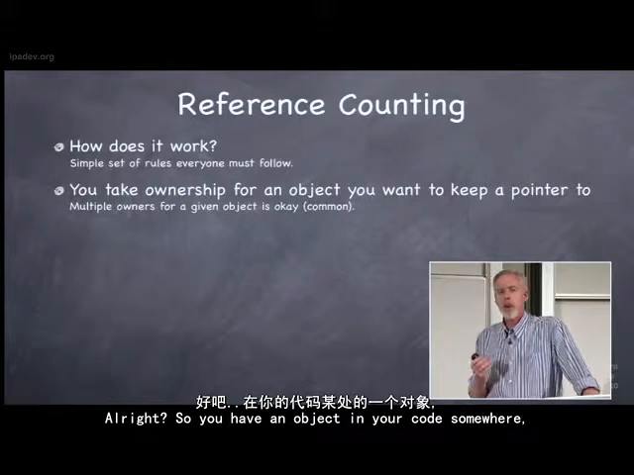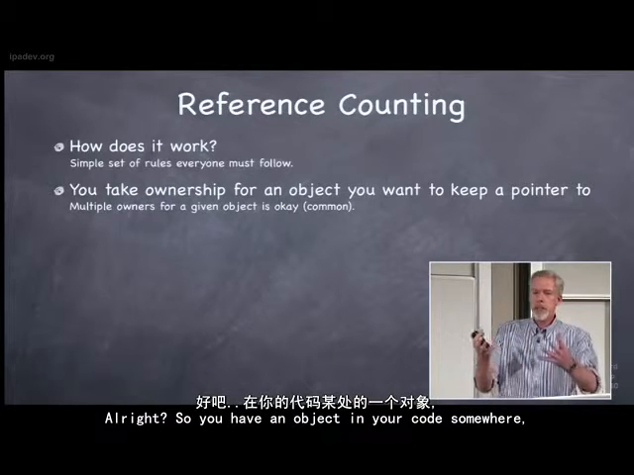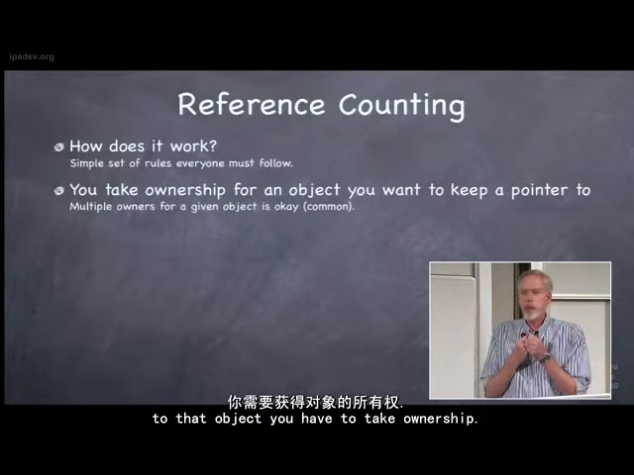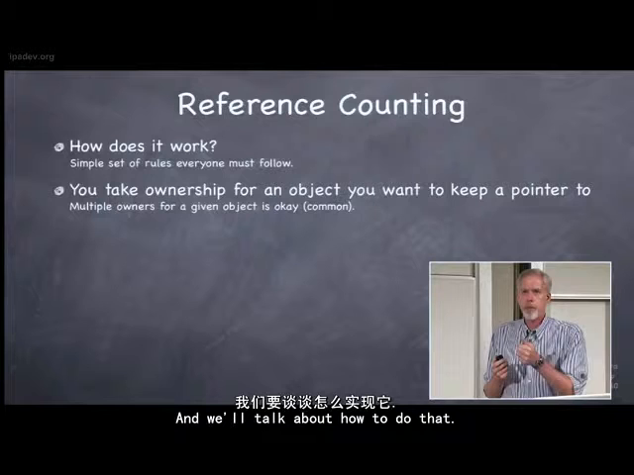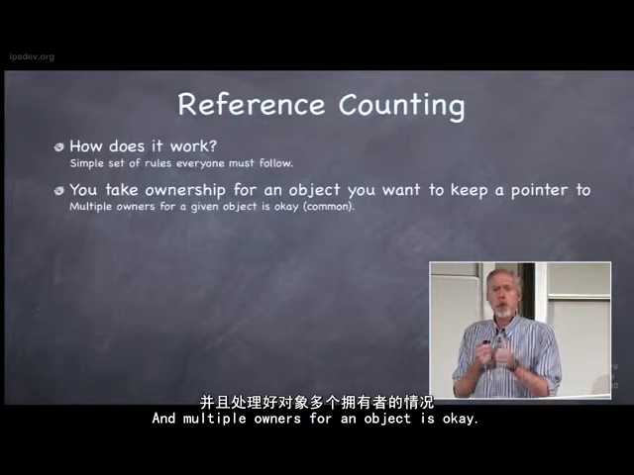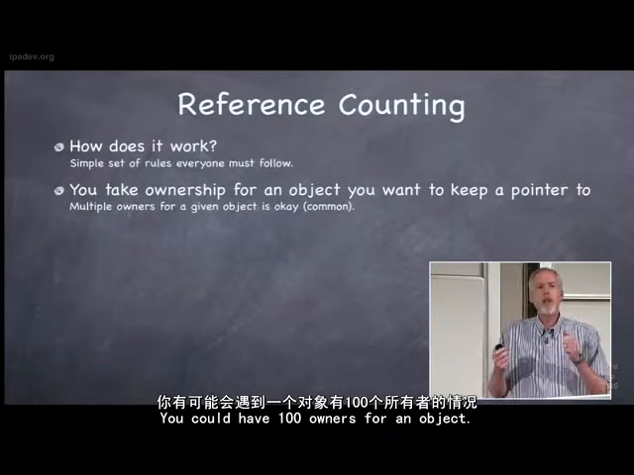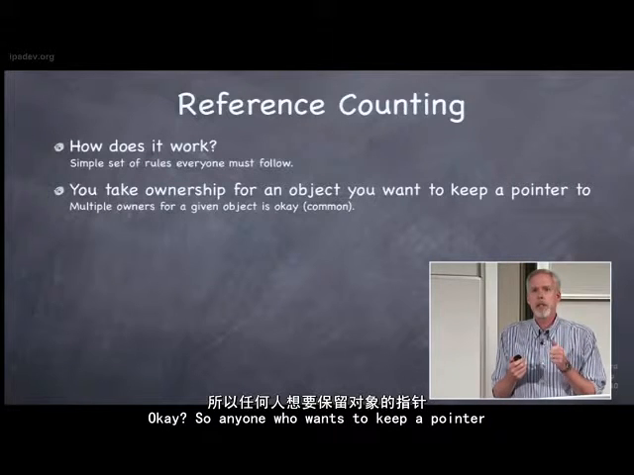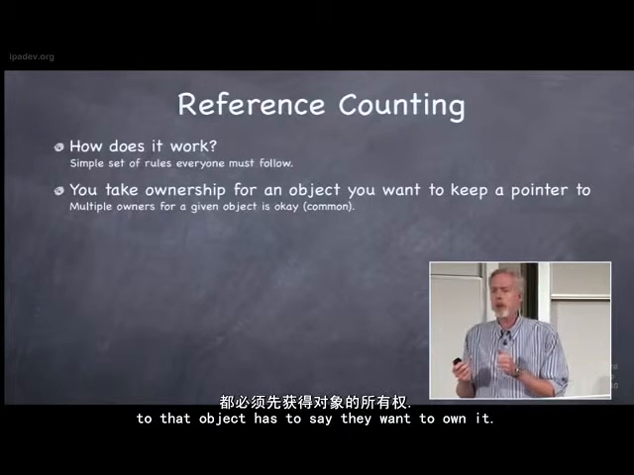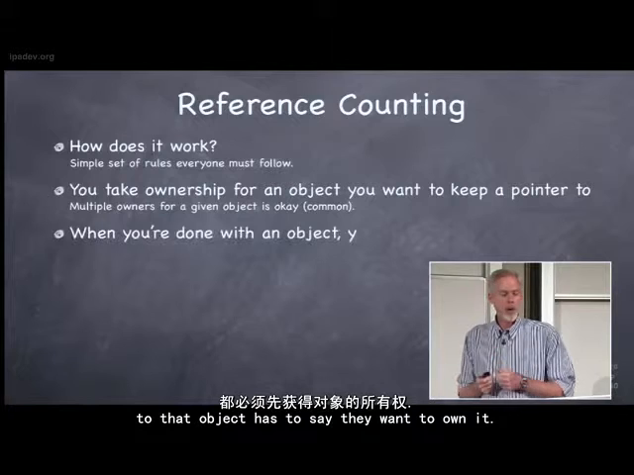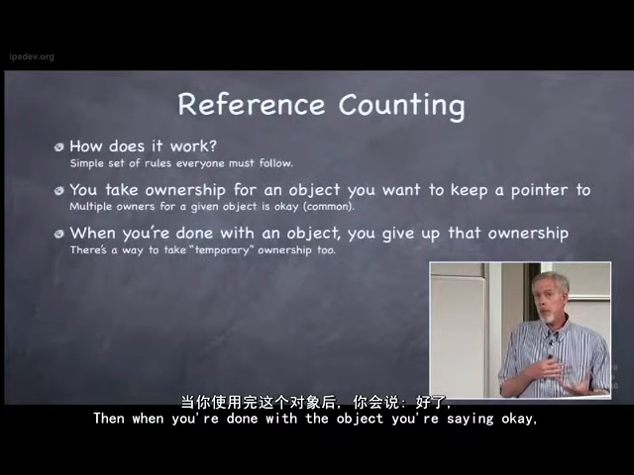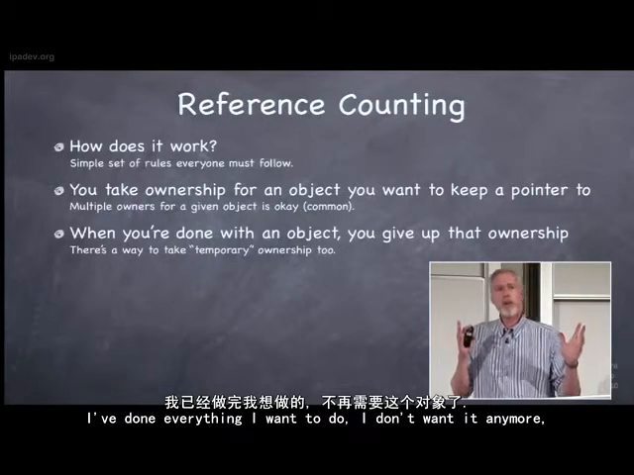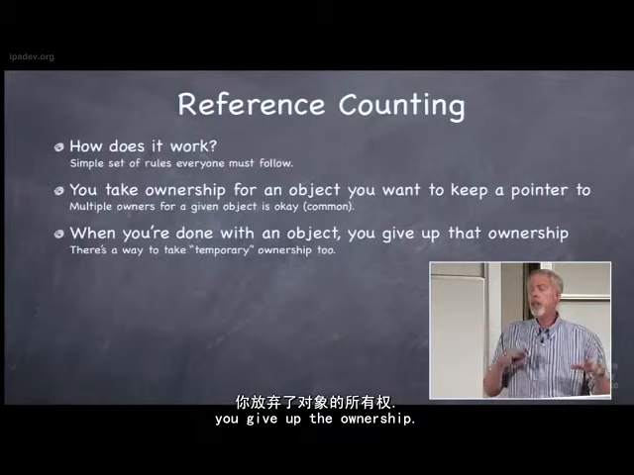So you have an object in your code somewhere. If you want to keep a pointer to that object, you have to take ownership, and we'll talk about how to do that. And multiple owners for an object is okay. You could have 100 owners for an object. Okay? So anyone who wants to keep a pointer to that object has to say they want to own it. Then when you're done with the object, you're saying, okay, I've done everything I want to do. I don't want it anymore. You give up the ownership.